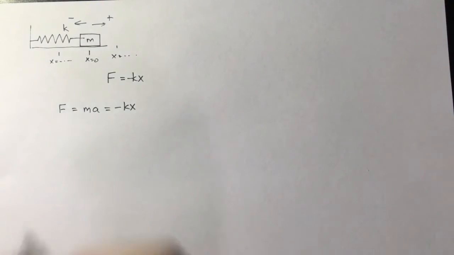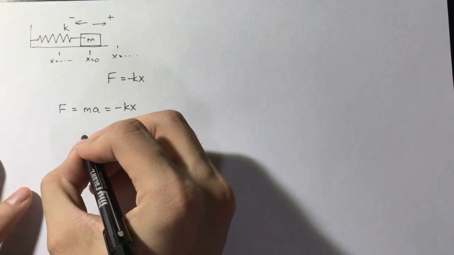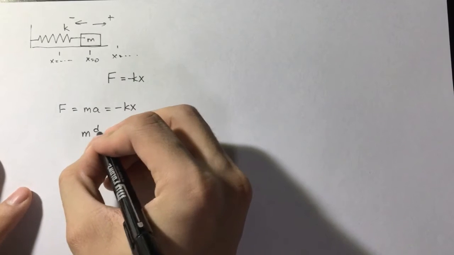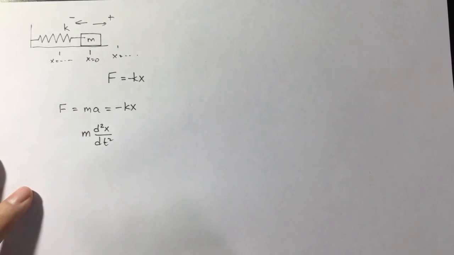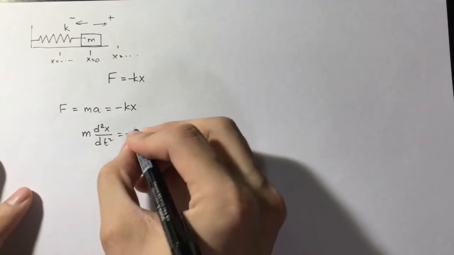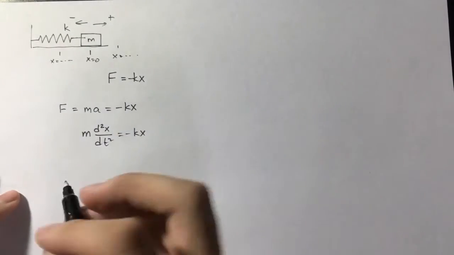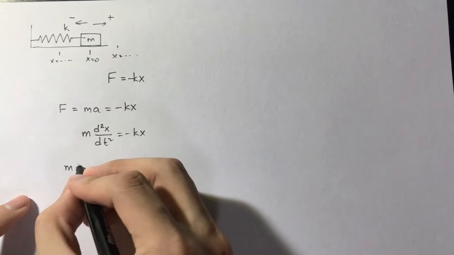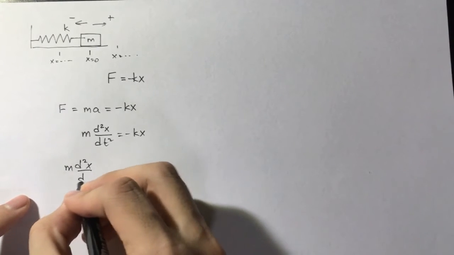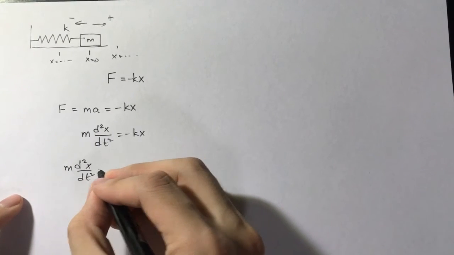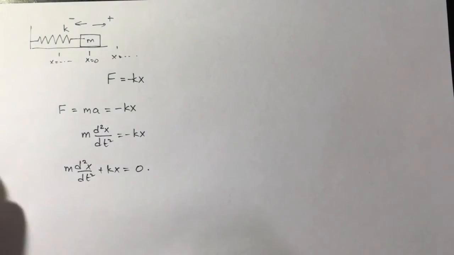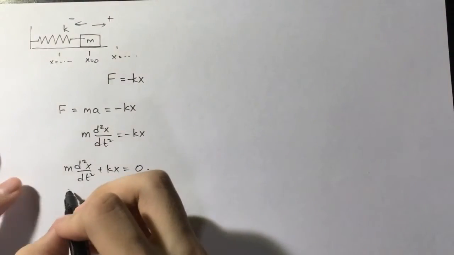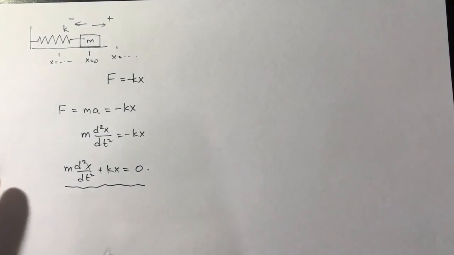So we can write that out in a different way: acceleration is the second derivative of position with respect to time, and this will be equal to minus kx. Then I can move everything to one side, like so, plus kx equal to 0. And so now we have a strange looking expression, and we don't know how to solve it.